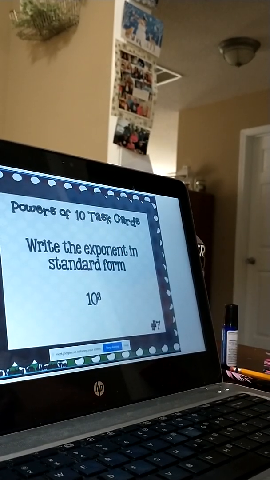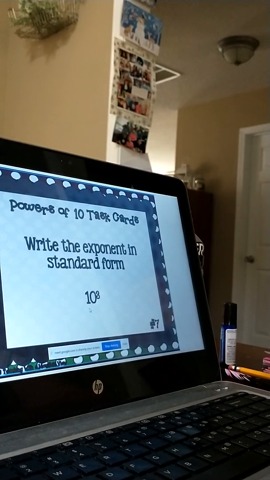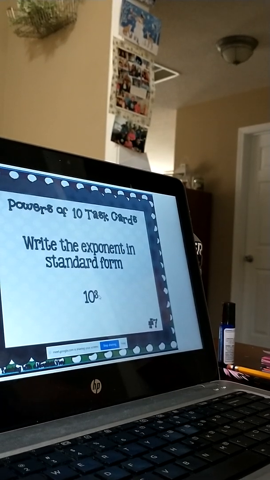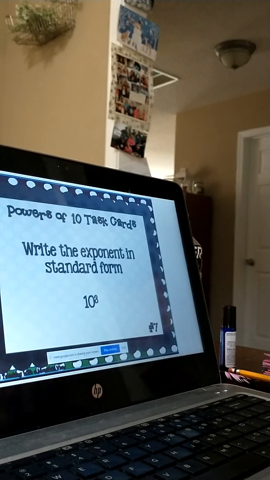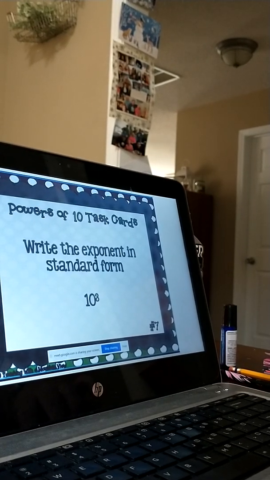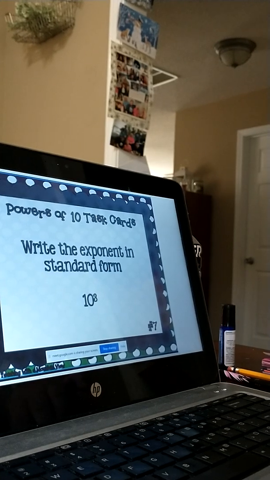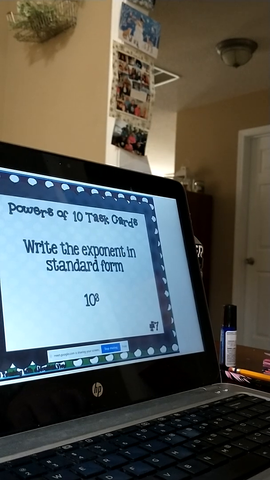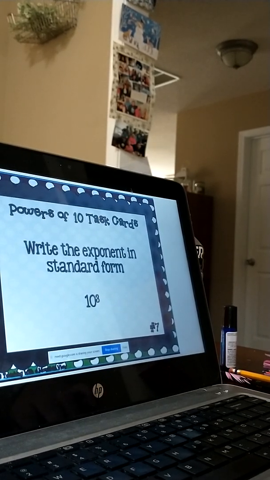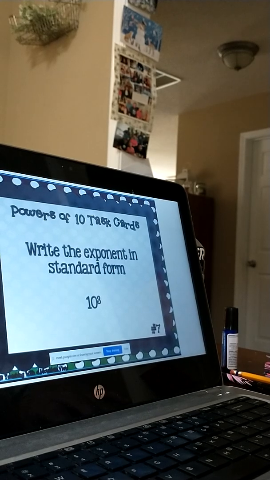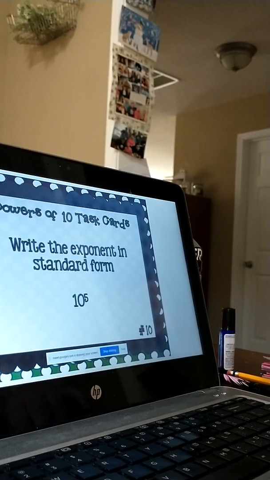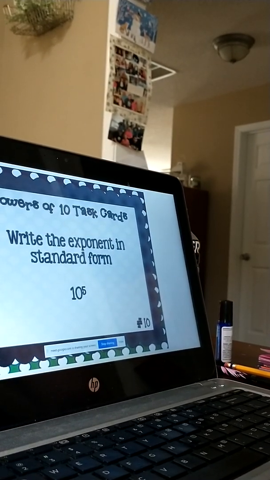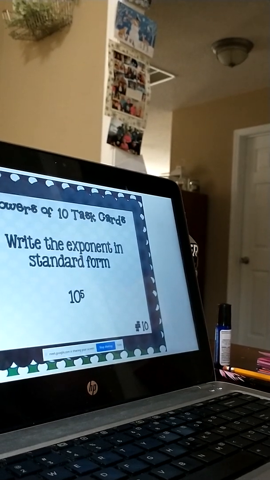Okay. Now this one goes the reverse way. Okay. It's giving you 10 with an exponent of 3. So I want you to make a 1 followed by 3 zeros. Good job, Molly. Good, Marley. 1,000. Awesome. Okay. Do this one. 10 to the 5th. So do your 1 followed by 5 zeros. Good, Molly.